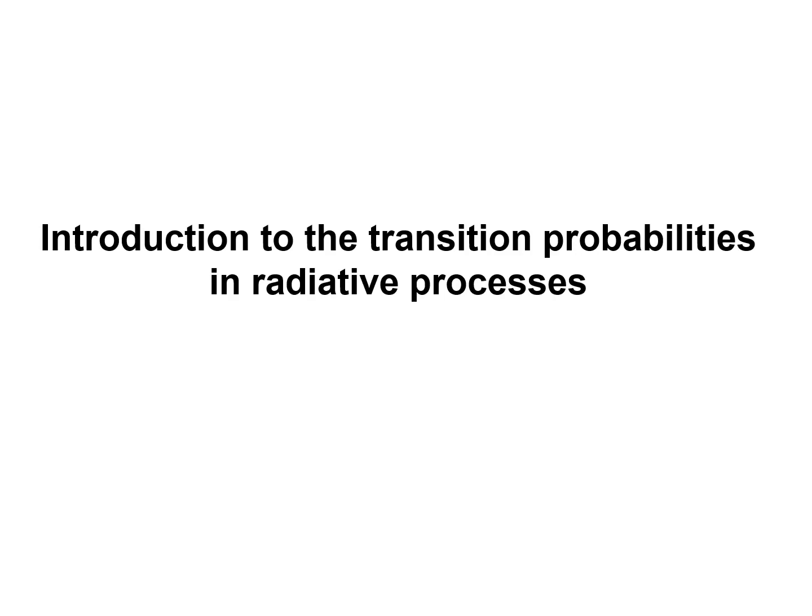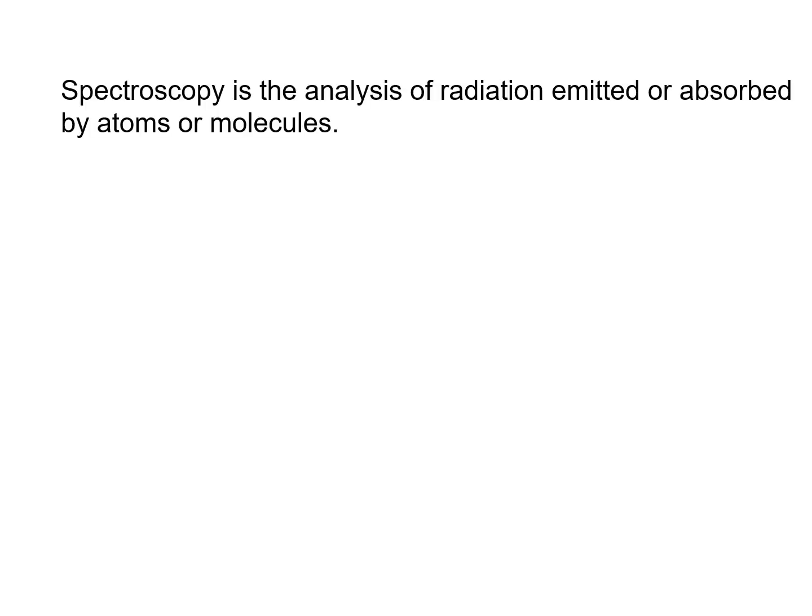We are now going to make an introduction to transition probabilities in radiative processes. We know that these processes involve the emission and absorption of light by materials, and that is precisely what spectroscopy studies. Spectroscopy is the analysis of the radiation emitted or absorbed by atoms or molecules.